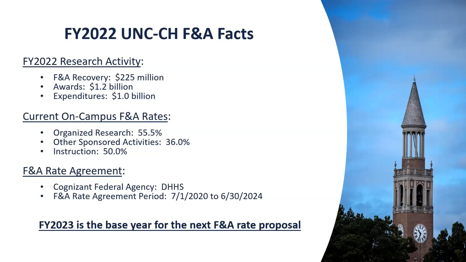We do have two other rates: an on-campus rate for other sponsored activities at 36, and a rarely used one for instruction at 50. The F&A agreement that we have now was signed for fiscal year 21 and goes through the end of fiscal year 24.